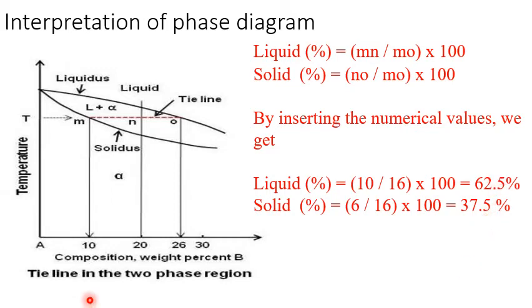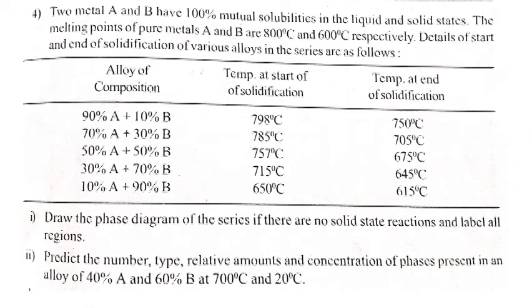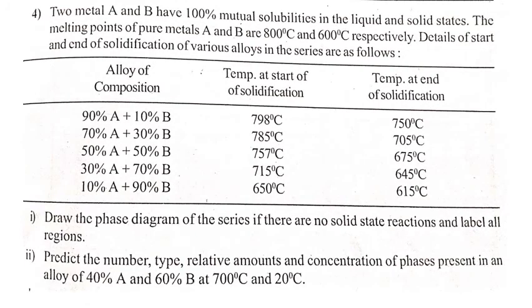Now I need to know the composition, meaning come down from the M. So 10 and 90 is the composition of the solid, and from the O come down, 26 and the remaining 74 is the composition of the liquid which is present at that temperature. Okay, so now in order to understand this one, let's take an example.